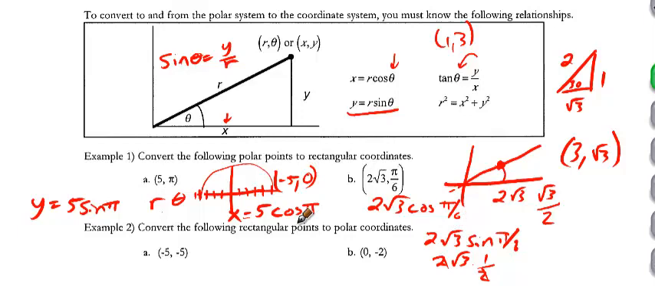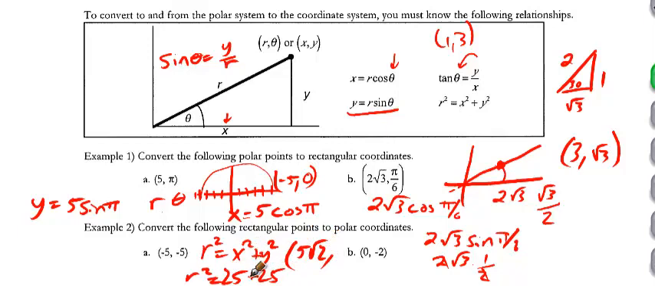If we want to move in the other direction, you need a radius and you need an angle. So the radius is probably the easiest one to go after first, and r squared is going to be just x squared plus y squared. So we've got 25 plus 25, so r squared equals 50, so we end up with 5 root 2, comma something. So this is r comma theta. We need theta.